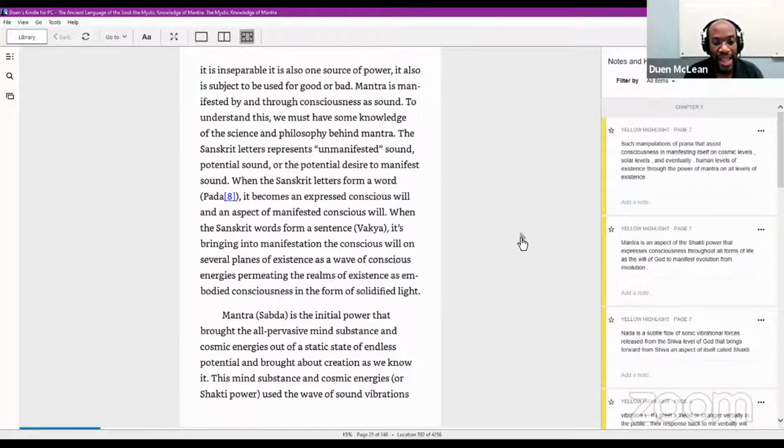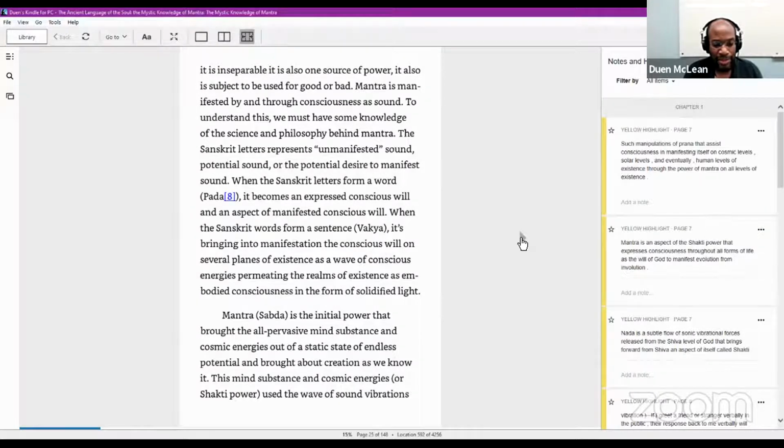When the Sanskrit words form a sentence, vakya, it's bringing into manifestation the conscious will on several planes of existence as a wave of conscious energies permeating the realms of existence as embodied consciousness in the form of solidified light. Mantra, sabda, is the initial power that brought the all-pervasive mind substance and cosmic energies out of a static state of endless potential and brought about creation as we know it.